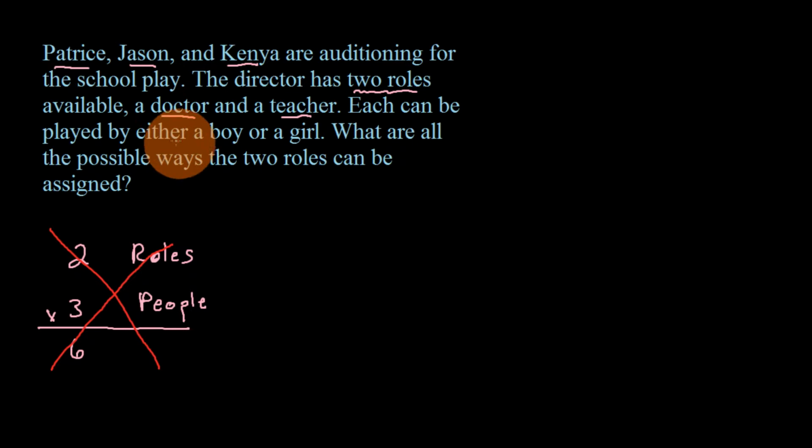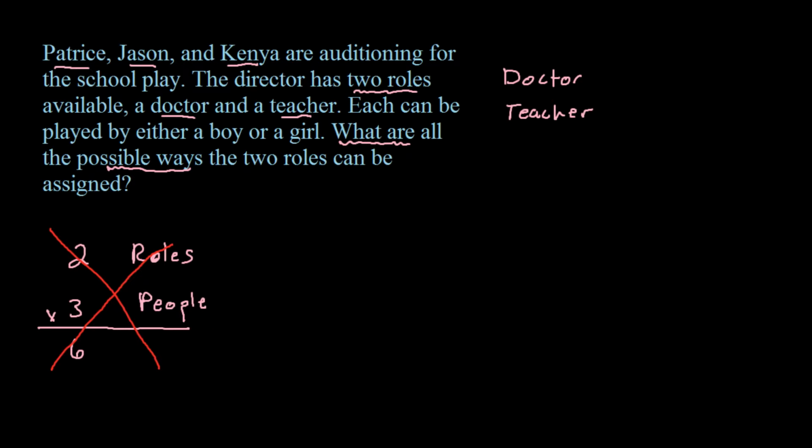Let's go ahead and see if there's some more key information we missed. I want to just look at this last sentence. I'm going to go back to my pink pen real quick. So what are all the possible ways the two roles can be assigned? Those are the key words. What are? They're not asking how many. They're asking what are and possible ways. So they're not necessarily asking for how many combinations or how many pairs. They're not asking us to multiply 2 times 3 here and give them a value. They're asking us to create a list. So let's think about it this way. How can I express what are the possible ways these two roles, the doctor and the teacher, can be played?